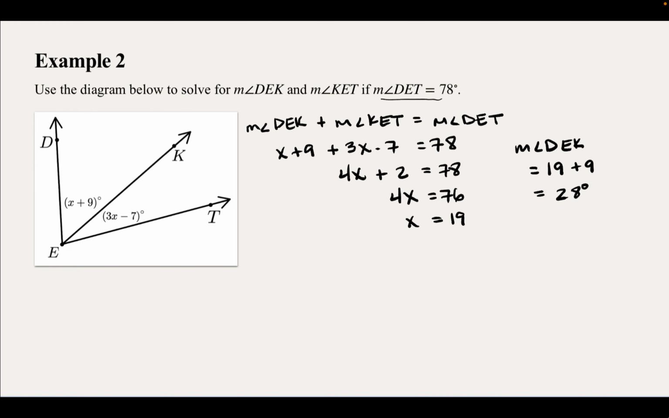Now for KET, I could do two things. I could substitute it into 3x minus 7, or I could say, well, 28 plus that angle measure has to equal 78. Therefore, I can do 78 degrees minus 28 degrees and get 50 degrees. So the measure of angle DEK is 28 degrees. Don't forget your degrees. And the measure of angle KET equals 50 degrees.